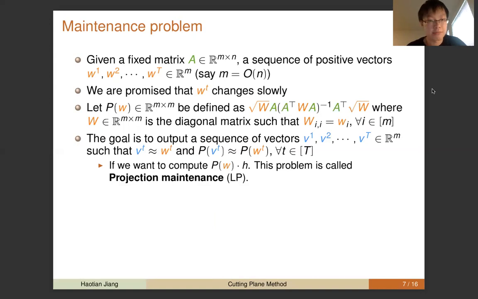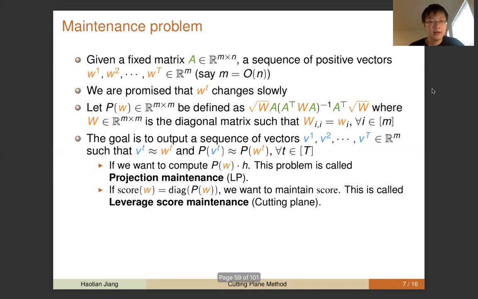This problem is called projection maintenance, and it's the central problem in improving the running time of linear programming recently. And in the case of the cutting plane method, what we need is to maintain the diagonal entries of the projection matrix P_W. So we call this problem leverage score maintenance.